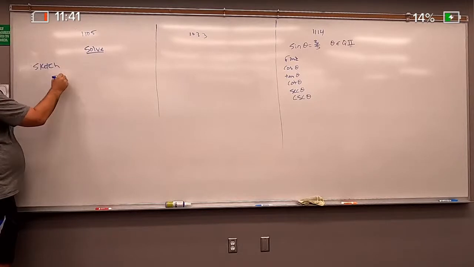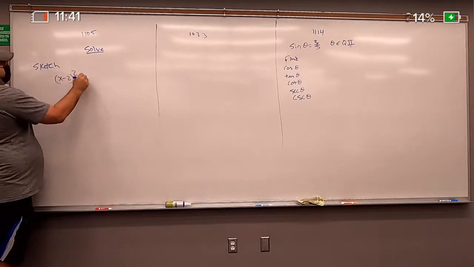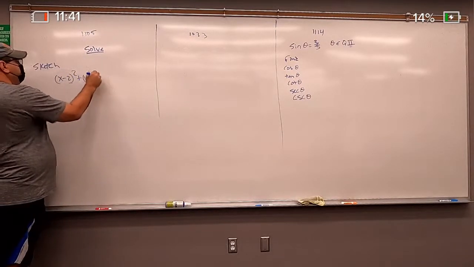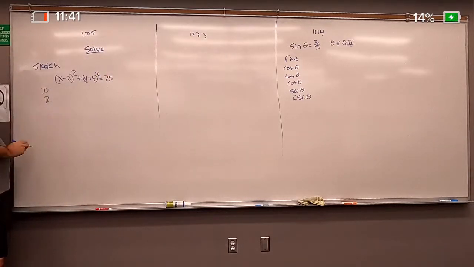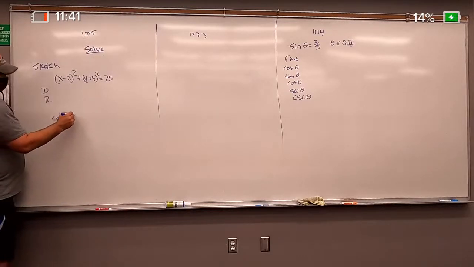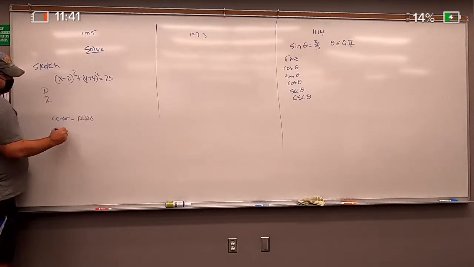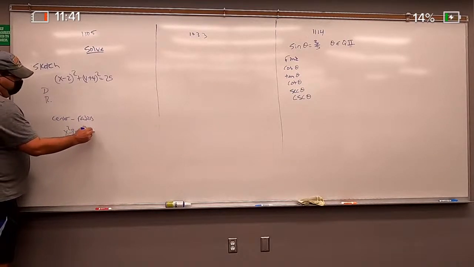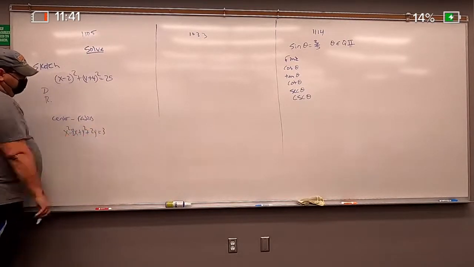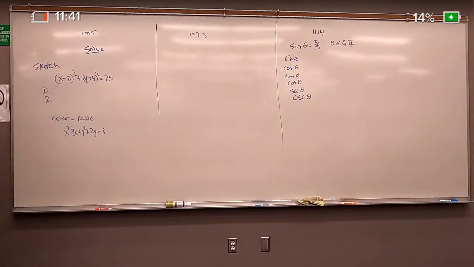Sketch x minus 2 squared plus y plus 4 squared equals 25. Find the domain and range. And find the center and the radius for x squared minus 8x plus y squared plus 2y equals 3. Alright?